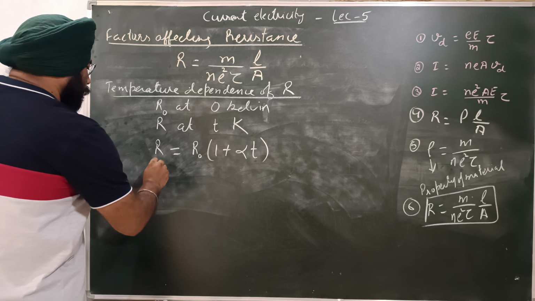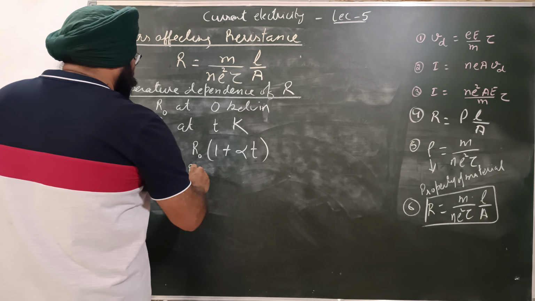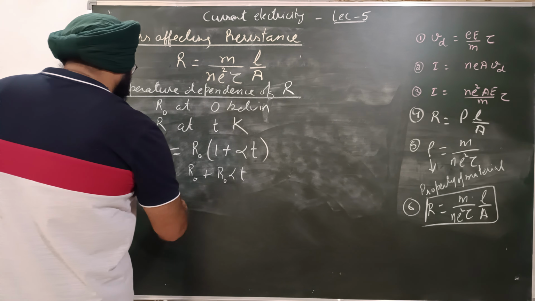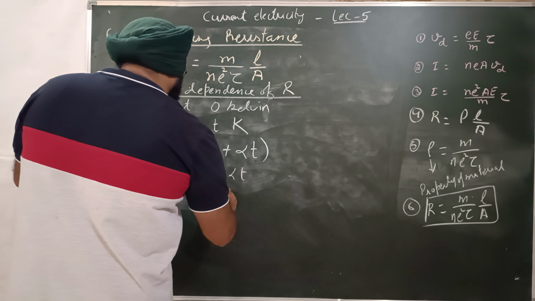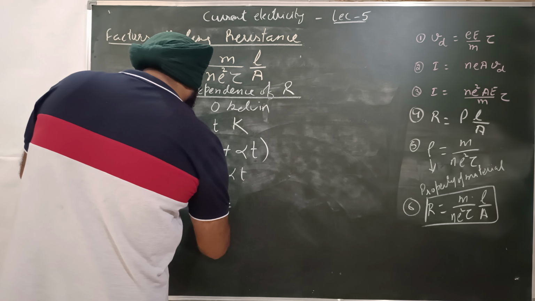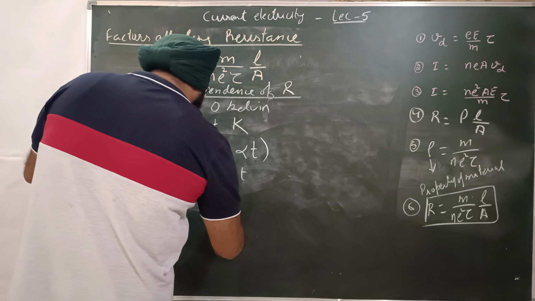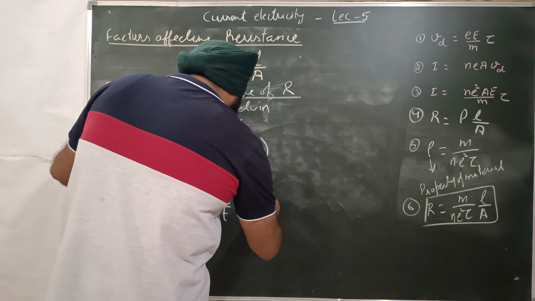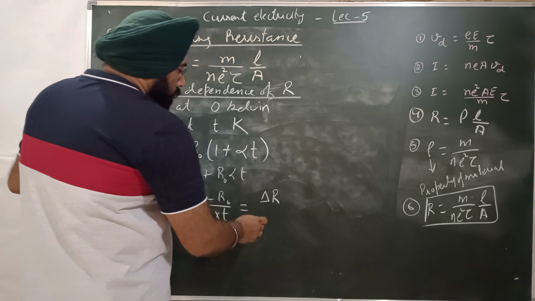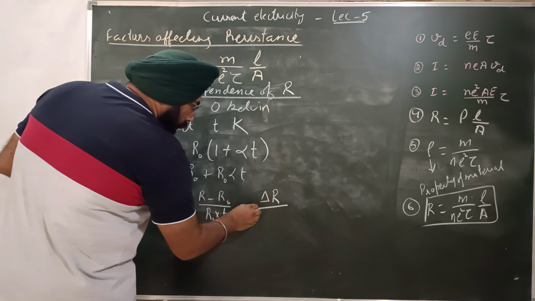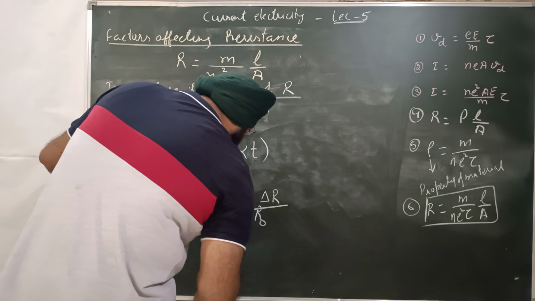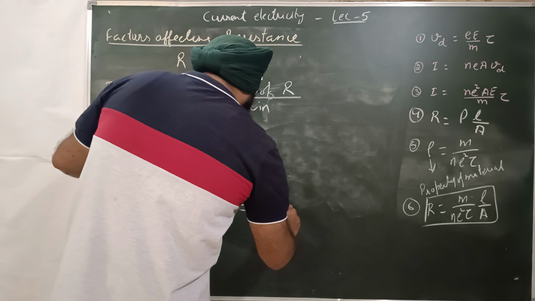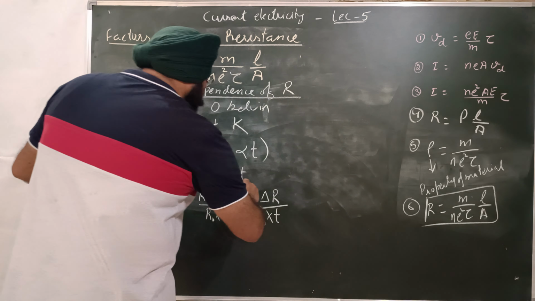So from here, if I solve this, this is equal to R naught plus R naught alpha T. On calculation, what I will get is alpha is equal to R minus R naught over R naught multiplied by T. So this R minus R naught is delta R, the change in resistance per unit original resistance R naught and change in temperature.